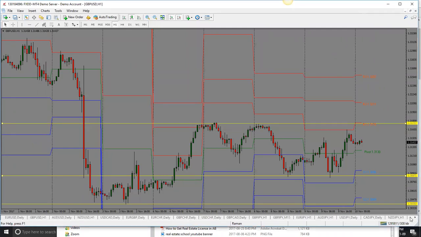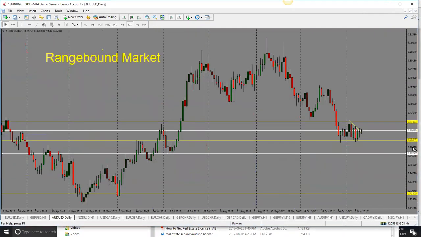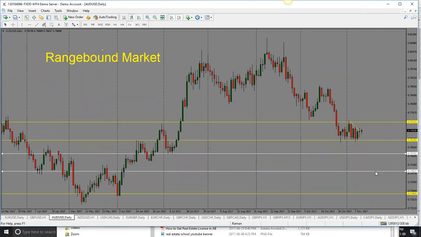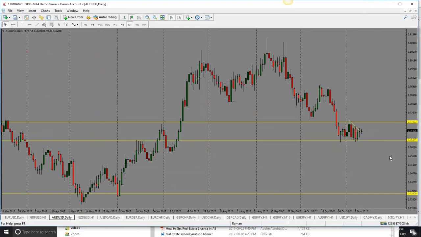Then let's go on to our Aussie here. If you take a look at it, Aussie has been in this range right over here. It hasn't really gone anywhere. Here we have price just completely in the middle of the range. There's really no clear setup, a very, very neutral move for the day. So again, range bound here as well.